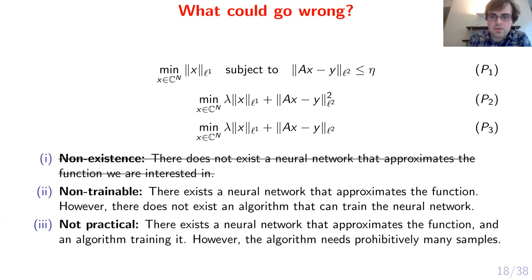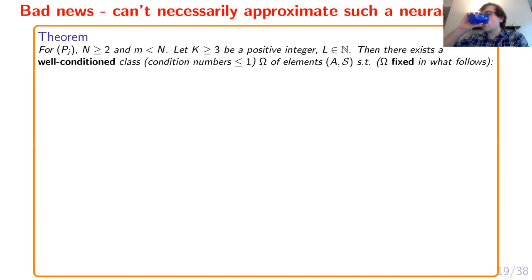Okay, so here's the first result of the talk, and I'm going to go through it step by step. The theorem is as follows. Pick any of your three optimization problems, P_j. Any capital N at least 2, where N is the dimension of the vector that I want to recover. Any m less than N, where m is the dimension of the measurements that I have access to. Any positive integer k at least 3, any positive integer l. With these parameters fixed, there exists a well-conditioned class omega of elements (A, s), so matrices A and samples s, such that the following holds.